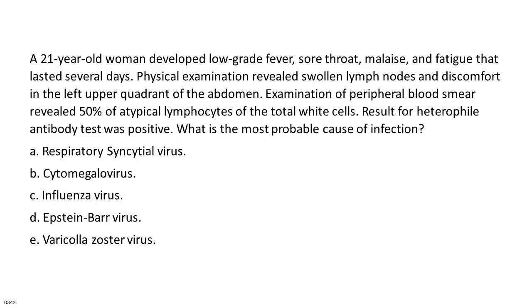A 21-year-old woman developed low-grade fever, sore throat, malaise, and fatigue that lasted several days. Physical examination revealed swollen lymph nodes and discomfort in the left upper quadrant of the abdomen. Examination of peripheral blood smear revealed 50% atypical lymphocytes of the total white cells. Result for heterophile antibody test was positive. What is the most probable cause of infection?